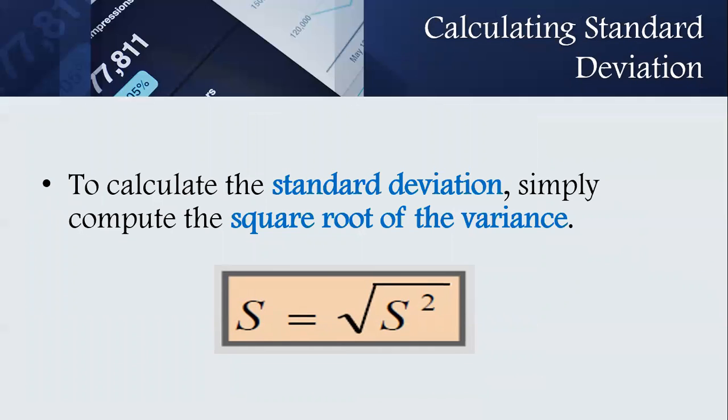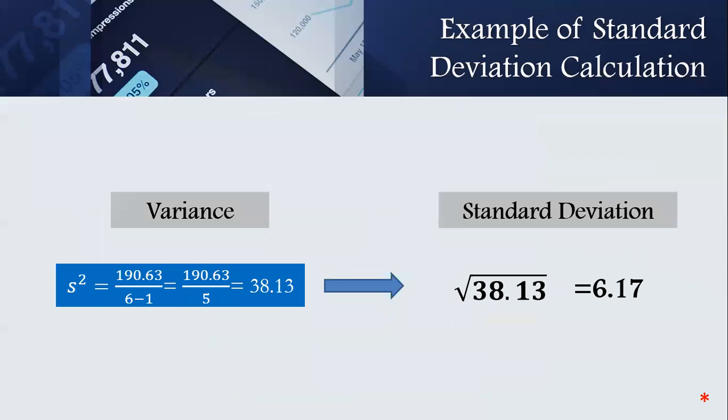To calculate the standard deviation, simply compute the square root of the variance. As you can see, the square root of the variance, or standard deviation, is 6.17.